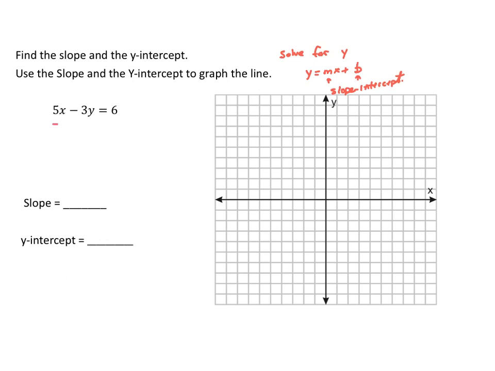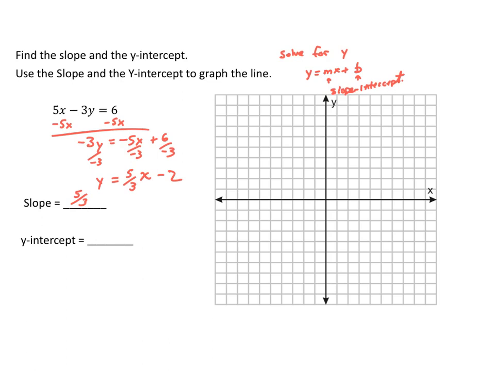Okay, did you subtract 5x from both sides? Then did you remember that that was negative 3y? Did you divide by negative 3? So now you have y equals a negative over a negative, which is positive 5/3. Did you leave it 5/3? Yeah, don't make it 1 2/3. Don't do that. 5/3, rise over run. And the constant is negative 2. 6 divided by negative 3 is negative 2.